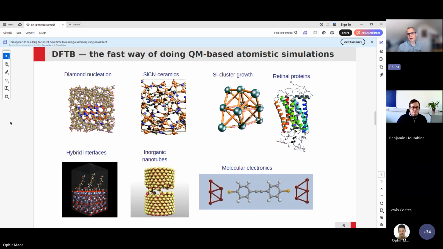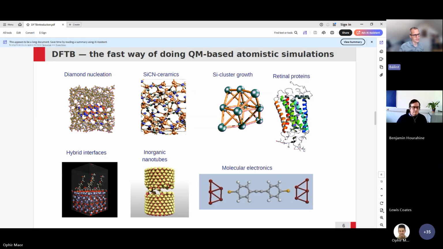Just to give you a rough idea, I put a few figures of different problems or materials which have been investigated with DFTB. There are not too many constraints on what you can do. Whether you want to investigate a solid, like diamond nucleation, or some ceramics, or some clusters, or some biomolecules, which can be very interesting if you want to understand various biological processes on the atomistic level, or for example light harvesting complexes. Those molecules can convert light into energy, into motion, and so on.